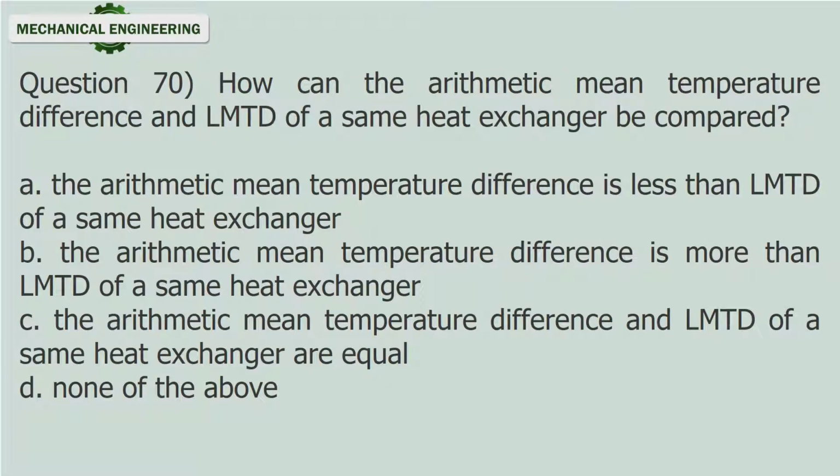Question 70. How can the arithmetic mean temperature difference and LMTD of a same heat exchanger be compared? A. The arithmetic mean temperature difference is less than LMTD of a same heat exchanger. B. The arithmetic mean temperature difference is more than LMTD of a same heat exchanger. C. The arithmetic mean temperature difference and LMTD of a same heat exchanger are equal. D. None of the above.